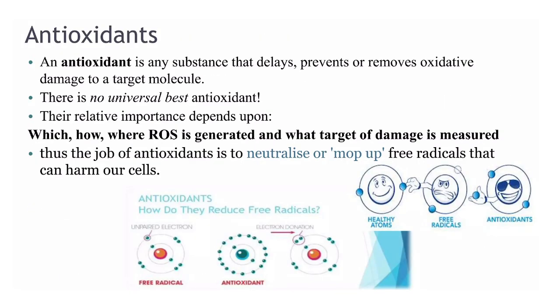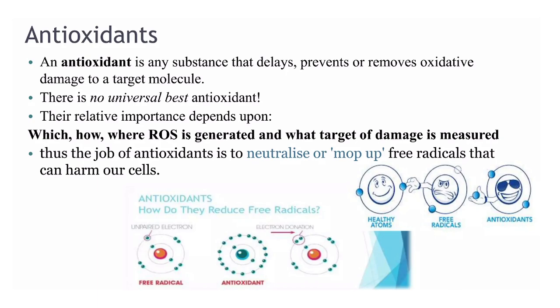Now, an antioxidant is a substance that delays or prevents or removes the oxidative damage to target molecules. You have all heard about the antioxidants. Like there are certain ones you apply on skin, so it prevents the aging and stress to the skin. It is very important because it does not allow oxidation to happen. So there is no universal best antioxidant. It's just the relative importance that depends on where and how the ROS is generated and what target of damage is measured.